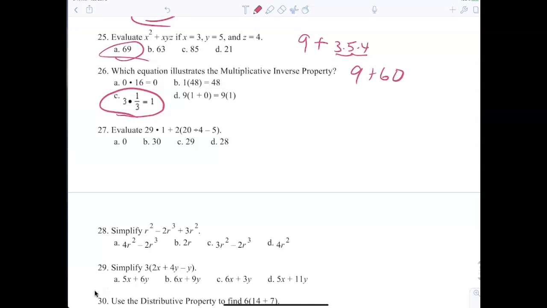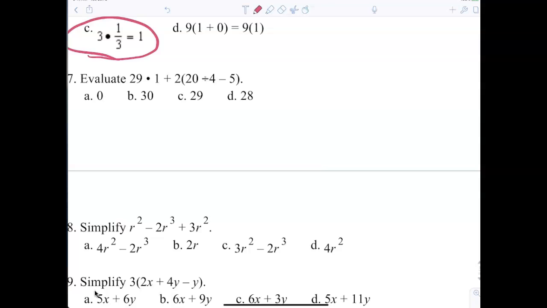All right, let's look at 27. 29 times 1, 29. Plus, now let's do what's inside the parentheses. 20 divided by 4 is 5. 5 minus 5 is 0. 0 times 2 is 0. Answer is 29.